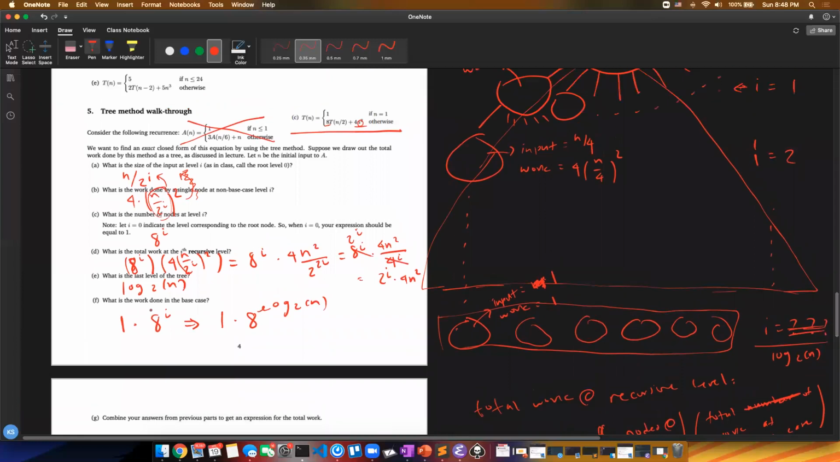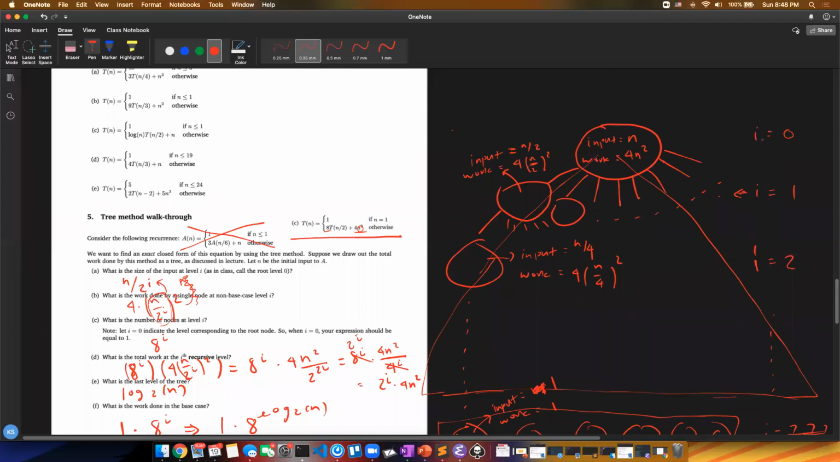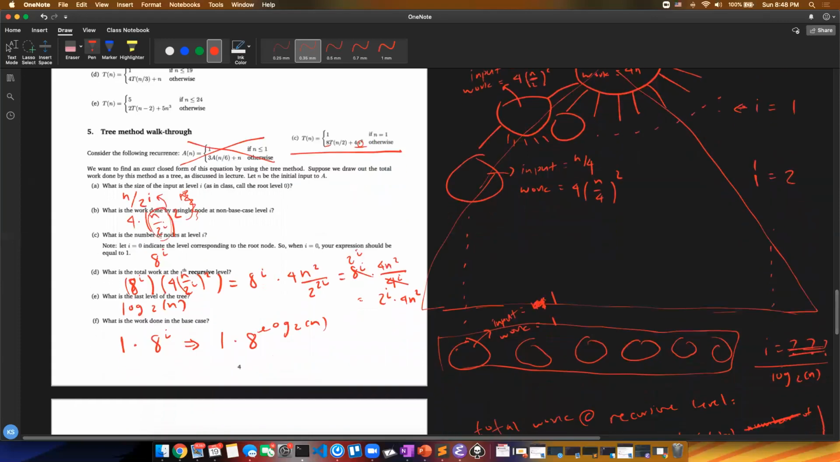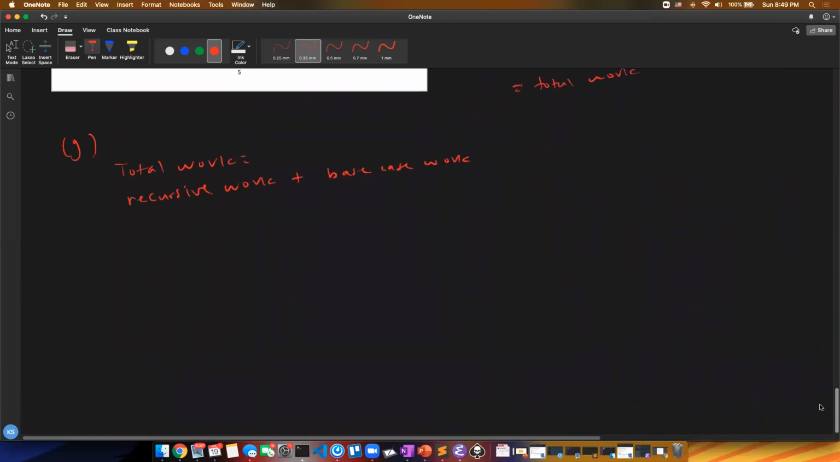So we know that in part D, we solved what is the total work at the ith level. So given a level, how much work did the recursive work do? And we have to add up all the recursive work from i equals 0, all the way down to our base case at log base 2 of n, but not including the base case, just a level above the base case. What I mean is that we have to add up all the recursive work in our tree, and that's a summation, right?